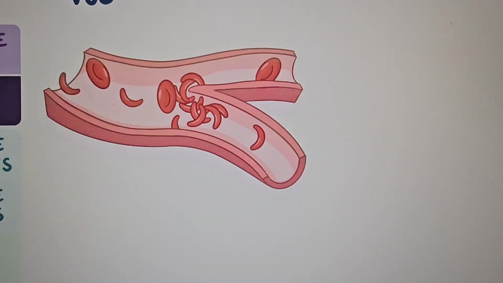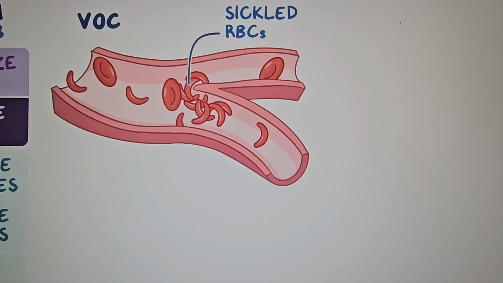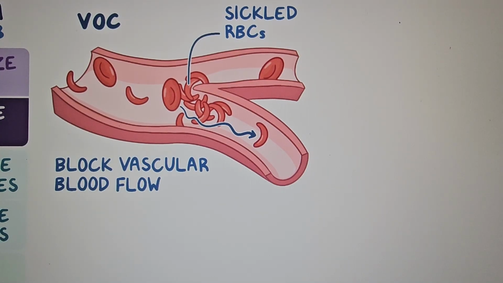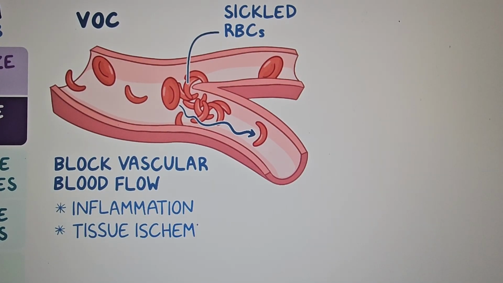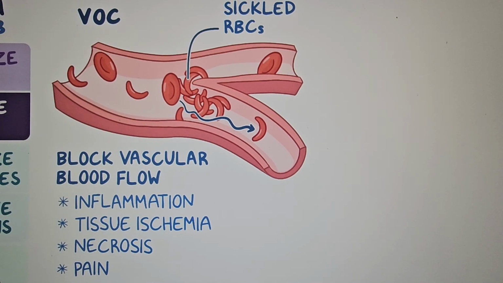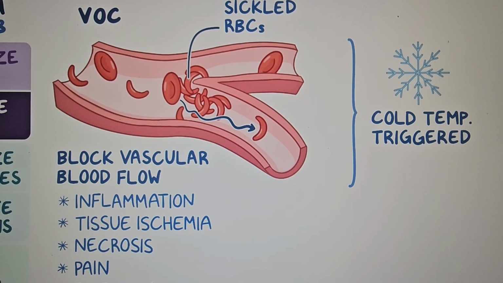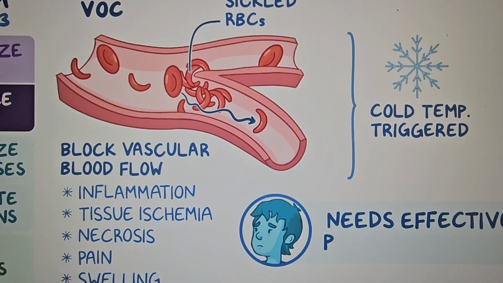Nurse Maggie then analyzes these cues. She understands that VOC occurs when rigid, sickled red blood cells tangle together, adhere to blood vessel endothelium, and block vascular blood flow, causing inflammation, tissue ischemia, and necrosis, as well as pain and swelling in Marcus's hands and feet. She understands that the cold temperature likely triggered the episode. Nurse Maggie recognizes that Marcus needs effective pain management.